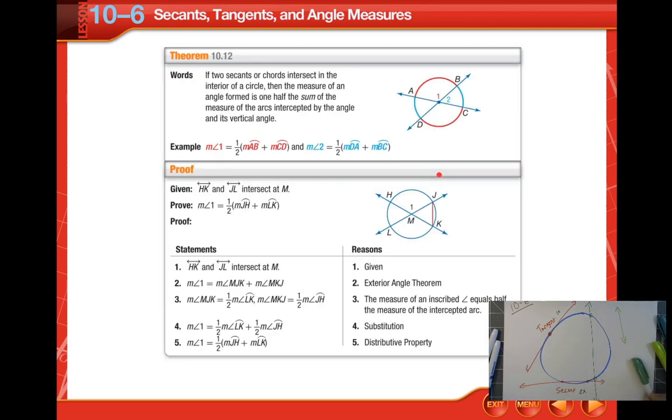Here is our new theorem. Don't worry about the proof below. You can use that to help you understand it, but the theorem is what we want. The theorem is saying if 2 secants or chords intersect in the interior of the circle, it doesn't have to be the center, but it could be, then the measure of an angle formed is 1/2 the sum of the measures of the arcs intercepted by the angle and its vertical angle. So we have measure of angle 1 is 1/2 (arc AB plus arc CD). Similar for angle 2.